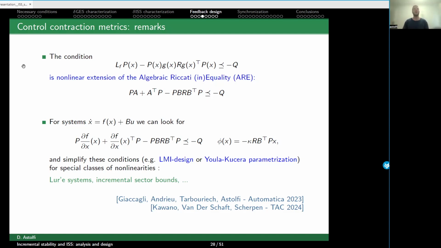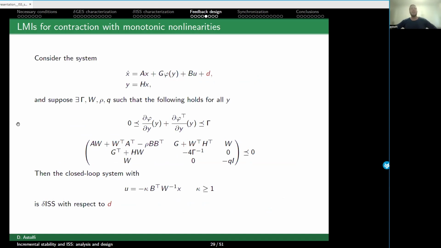Of course, when you are in the case in which the system is linear in the input u, you can look for a Euclidean metric, a constant matrix P instead of a Riemannian metric. In this case, you have this set of simplified conditions, and that can also give a more powerful design in terms of linear matrix inequalities or Youla-Kucera parametrization. These are very recent results. And for instance, in the case in which the nonlinearity satisfies a monotonic condition, our set of inequalities before can be cast into an LMI.